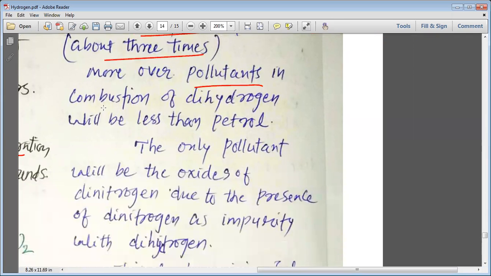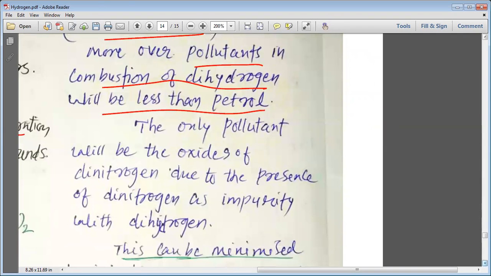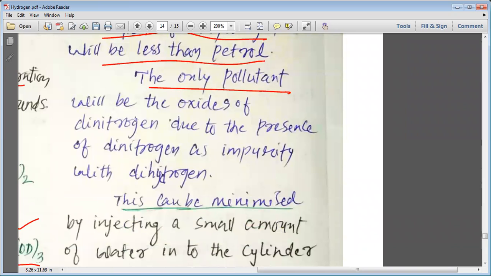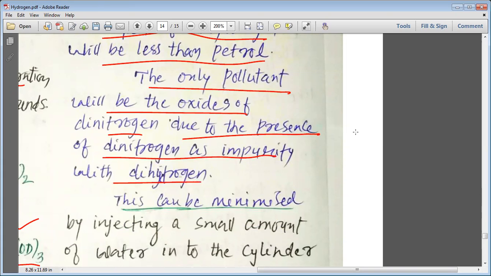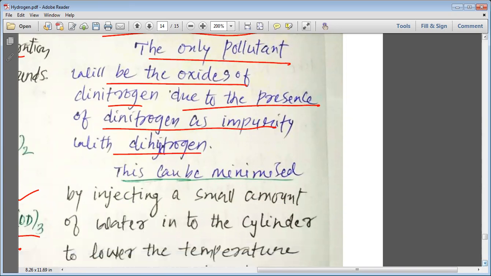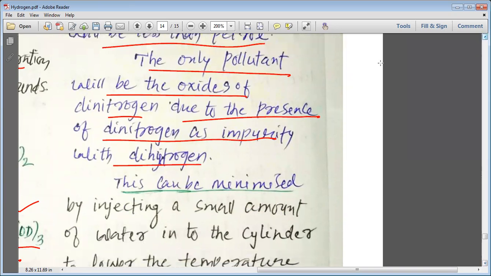Moreover, my dear students, the pollutants from combustion of dihydrogen will be less than the pollution produced when petrol is combusted. The only pollutant will be oxides of dinitrogen due to the presence of dinitrogen as an impurity with hydrogen. Whenever we produce hydrogen, it is difficult to remove dinitrogen as an impurity. So when we do combustion of hydrogen, there will be some small amount of dinitrogen present with the hydrogen, which makes the oxides of nitrogen a pollutant.